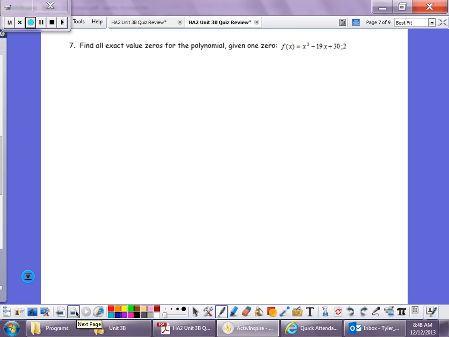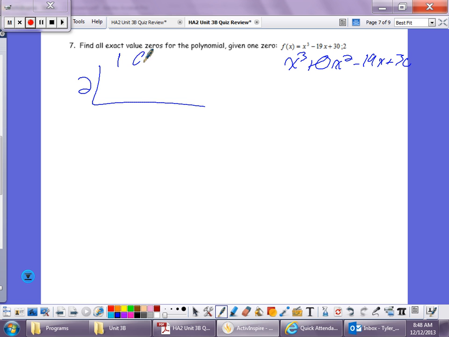Alright, for number 7, it just wants you to find the exact values given 1, 0. Remember, if you're given a 0, you're just going to do synthetic division, and then you're going to factor. Okay? So you put 2 in, and remember, we have to put this in standard form, so plus 0x squared. If you don't add that 0x squared, your answer is going to be incorrect. So you have 1, 0, negative 19, 30. And then you go through the synthetic division. So 1, 2, 2, 4, negative 15, negative 30, 0.